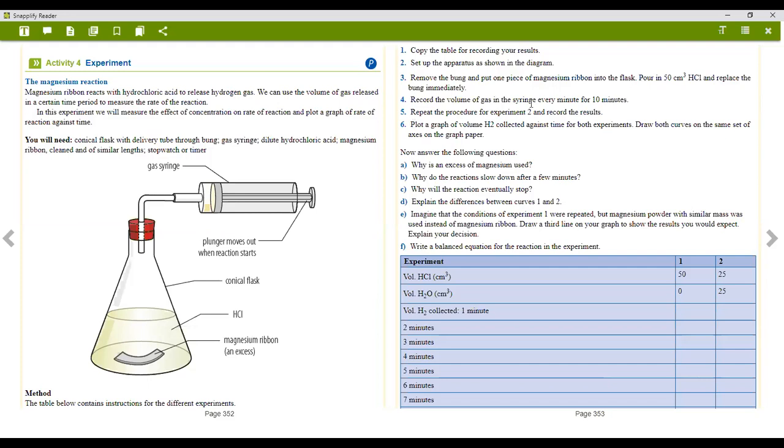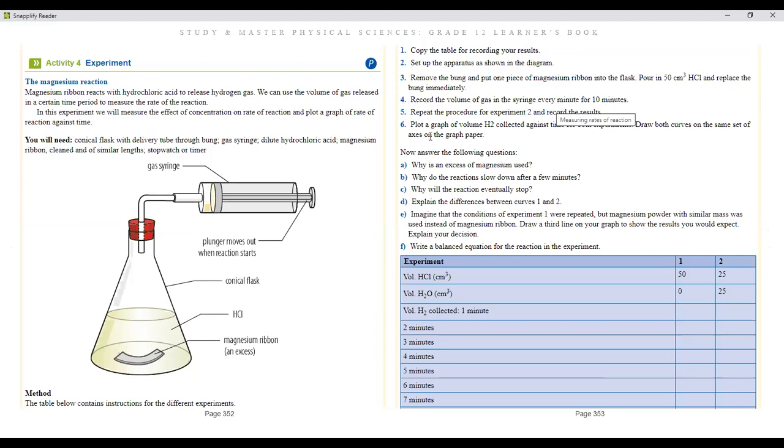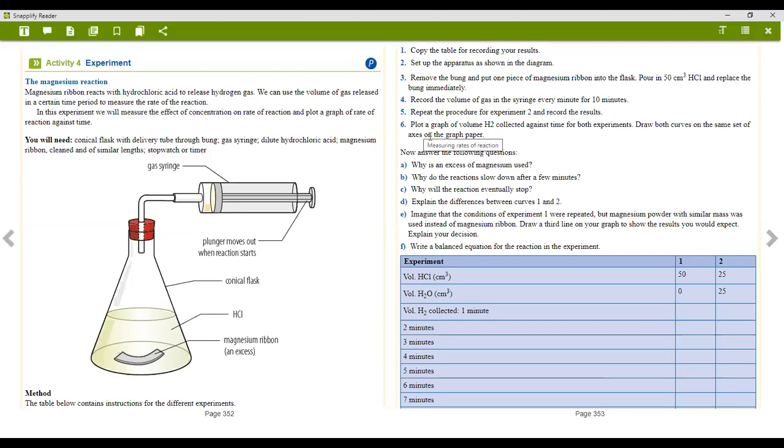You're going to record the volume of gas in the syringe every 10 minutes. So the time interval in this case is going to be 10 minutes. Then you're going to repeat the procedure for experiment two and record the result. You're going to plot the graph of hydrogen gas collected against time for both experiments. Draw both curves on the same set of axes on the graph paper. Now you answer the following questions. Number A, why is an excess of magnesium used? Number B, why do the reactions slow down after a few minutes? Number C, why will the reaction eventually stop? And number D, explain the difference between one and two. Okay.